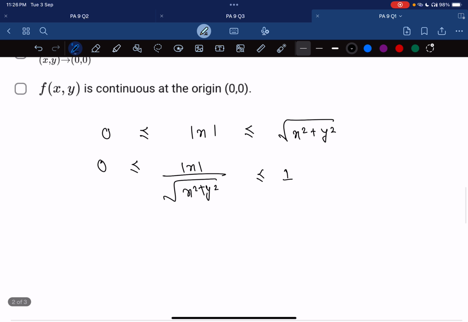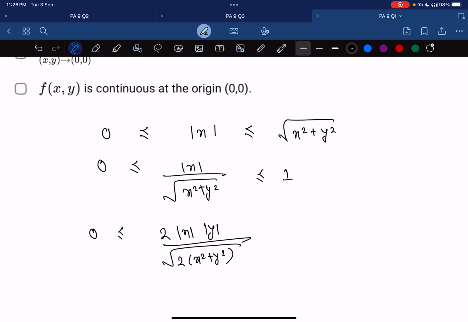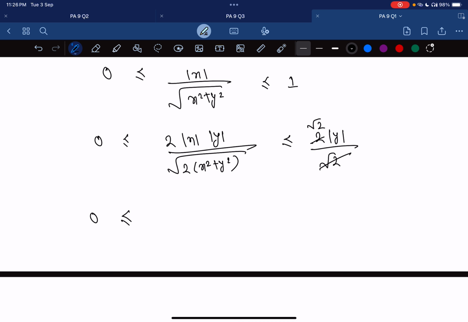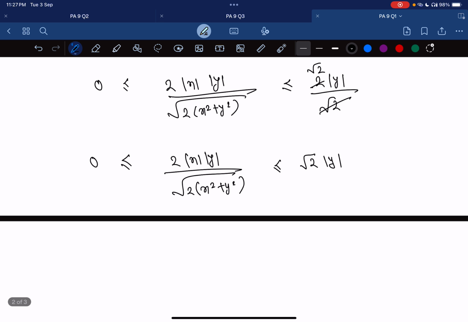Now what I can do is multiply both sides by 2 and the absolute value of y, also divided by root 2, so it will go inside of this. Now this will become root 2. So basically our bound would become root 2 times y.